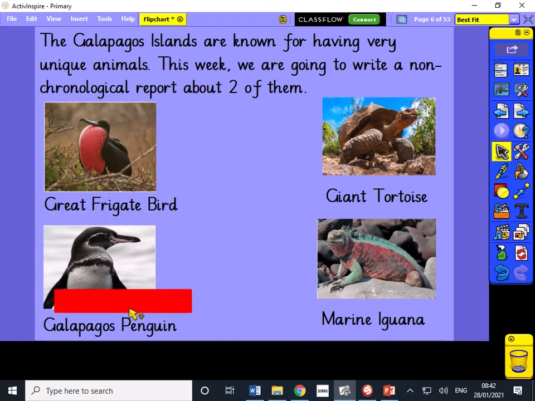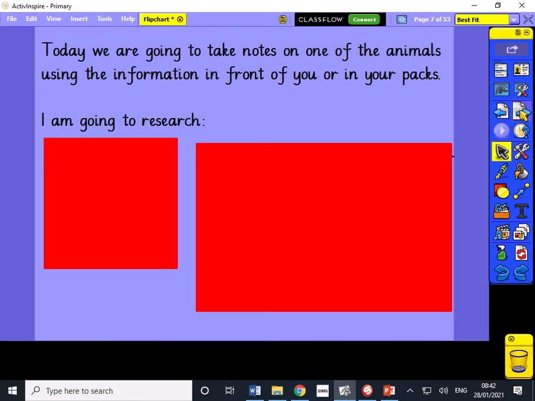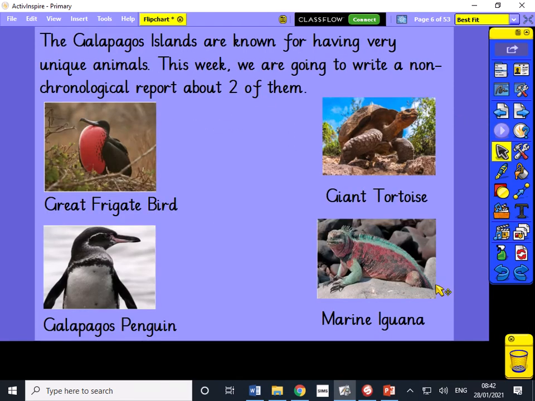This guy is the great frigate bird. Okay, very, very massive red sac there. They don't always look like that, but they can blow air into that, blow it up like a balloon. So today we're going to take notes on one of these 4 animals.